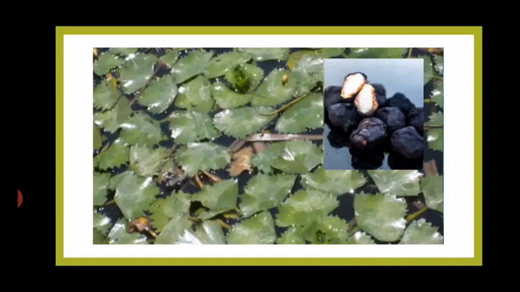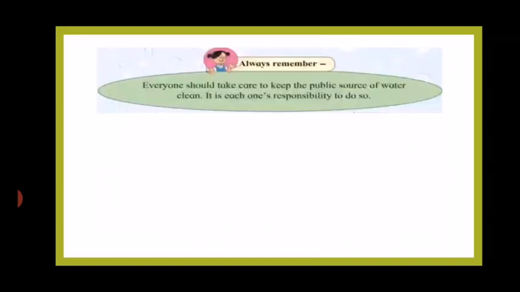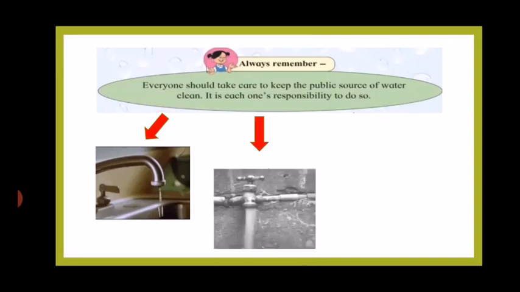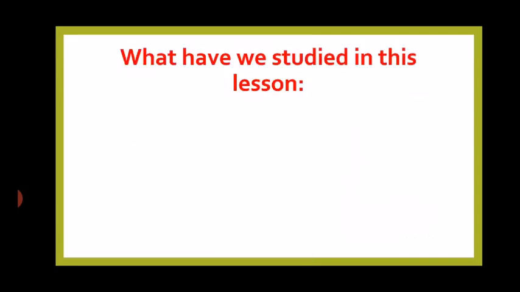So we learned so much about water today, and we also learned that everyone should take care to keep the public source of water clean. It is our responsibility to do it. Public source of water means river, lake. You should try to keep it clean, and also remember, as children, you should never waste water. Now we'll see what we have studied in this lesson today.